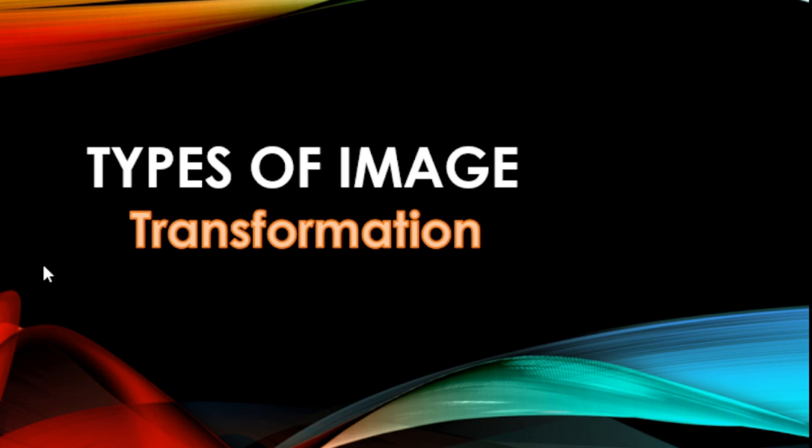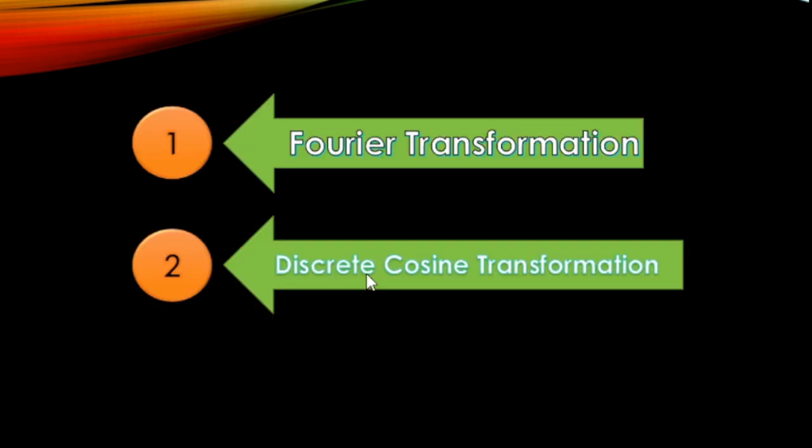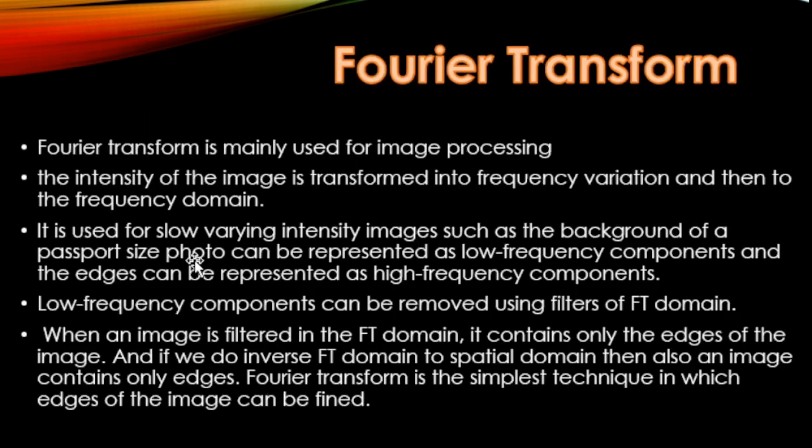In this lecture, we are going to discuss types of image transformation. In our previous lecture, we have already discussed what is image transformation and why it is important. There are two types of image transformation. First is Fourier transformation and second is discrete cosine transformation. First we discuss what is Fourier transformation. Fourier transformation is a simple technique with which edges of an image can be found.